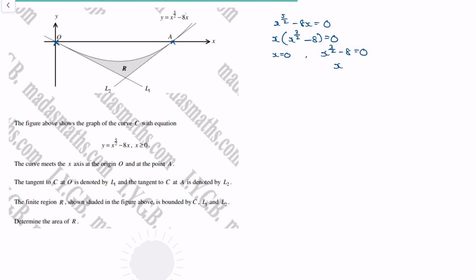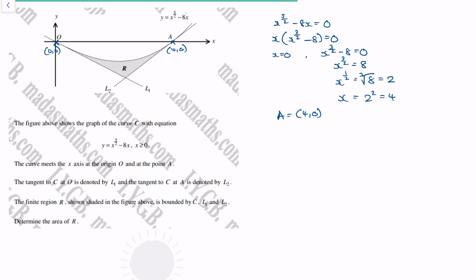I rearrange that, I get x to the power of 3 over 2 is equal to 8, which means if I cube root it first, so x to the power of a half, I cube root 8, I get 2. Now I need to square it to get x, so 2 squared is equal to 4. So that means A is equal to (4, 0). So I know this is (0, 0), and this is (4, 0).